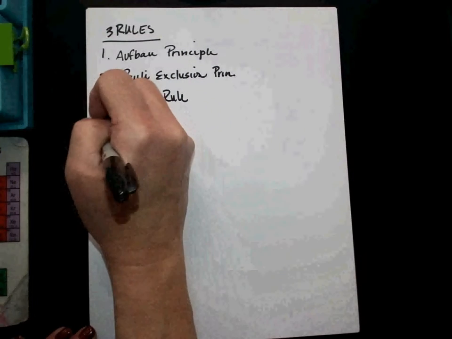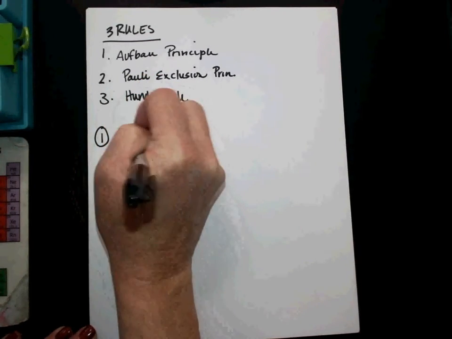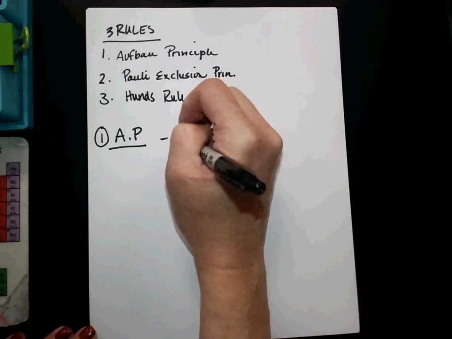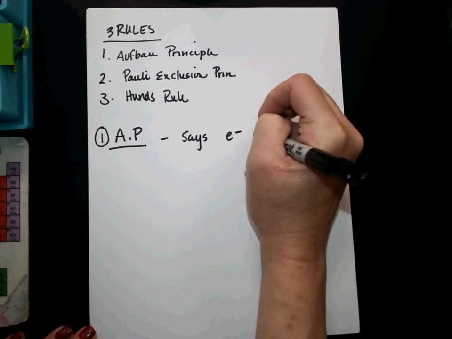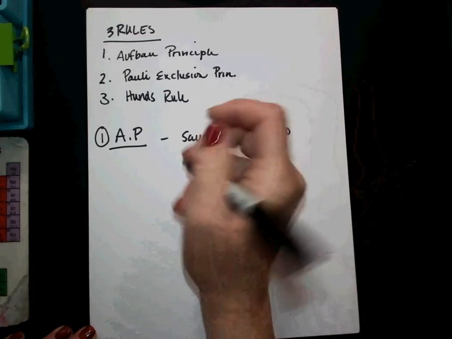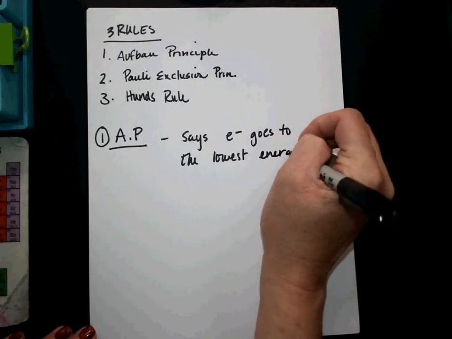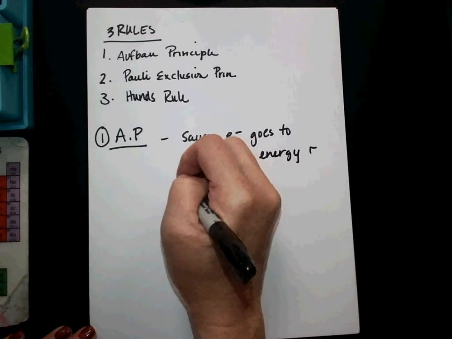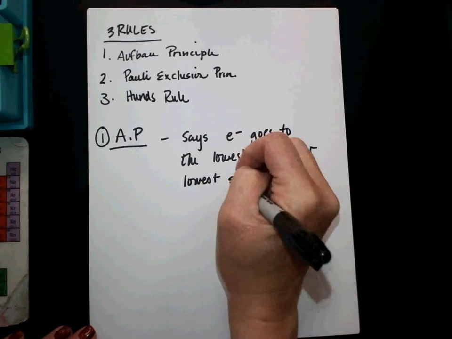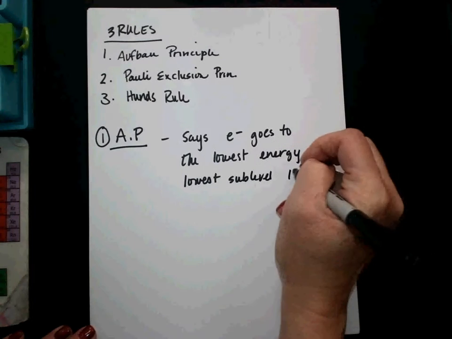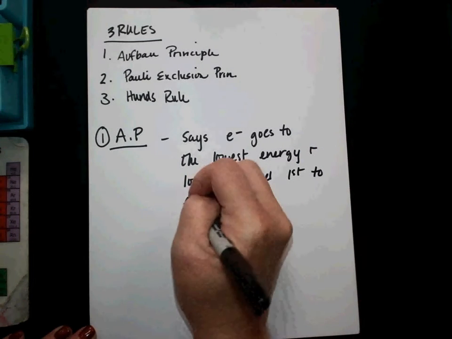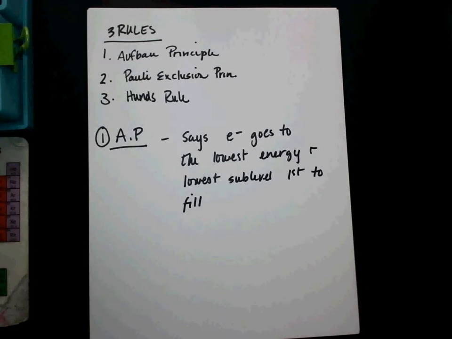Rule number 1, Aufbau principle, basically says the electron goes to the lowest energy level and lowest sublevel first to fill. So if I have an electron and it's picking its energy level and its sublevel, it's going to pick the lowest one first. That's basically what that means.